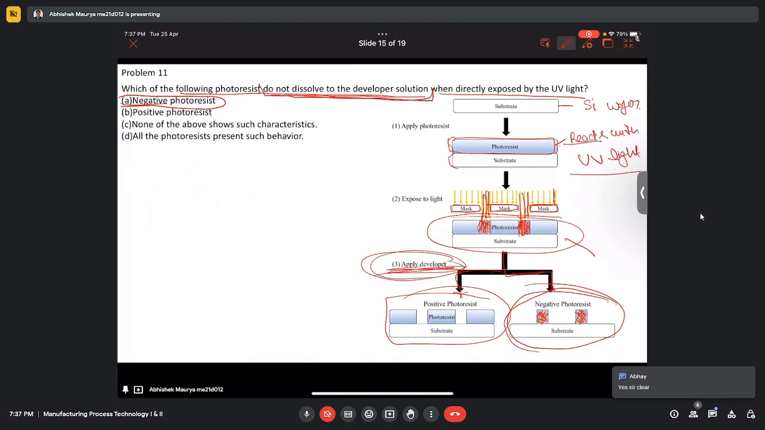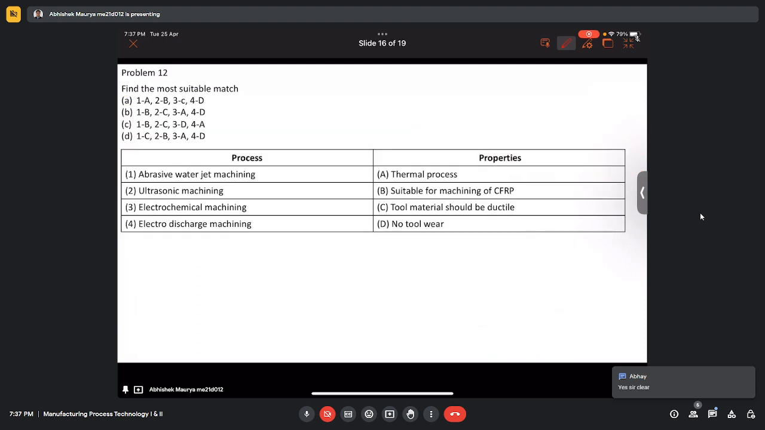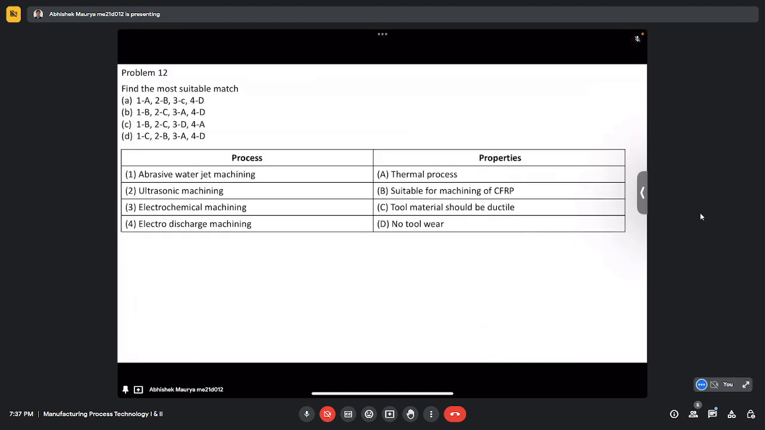Okay, so let's quickly move to the next problem. Please read the problem and find out the correct answer. You can write it in the chat box.